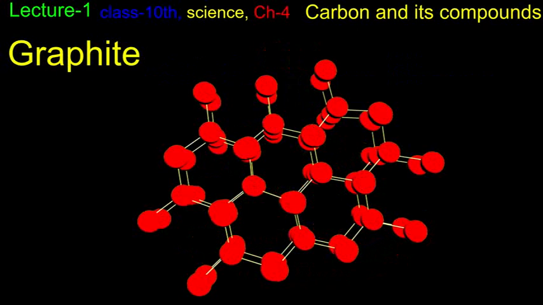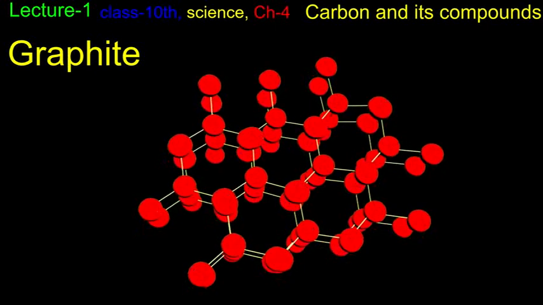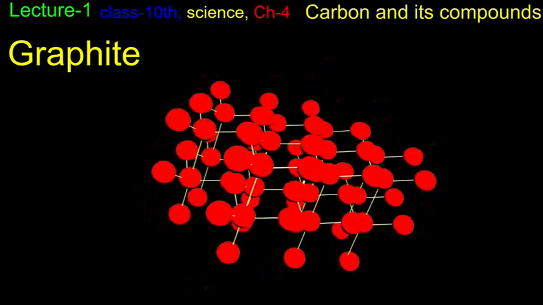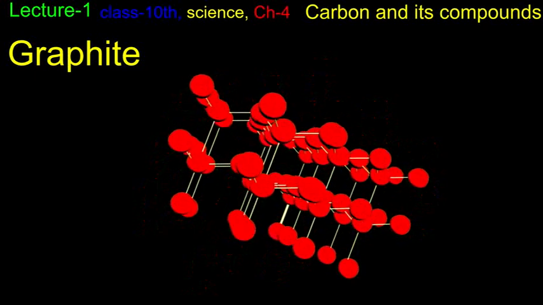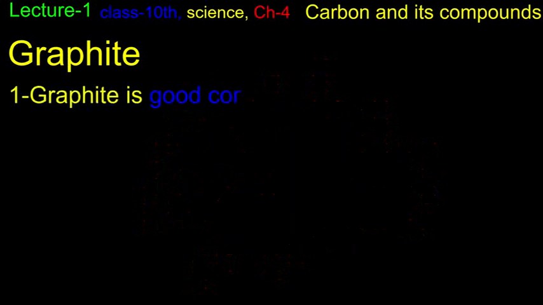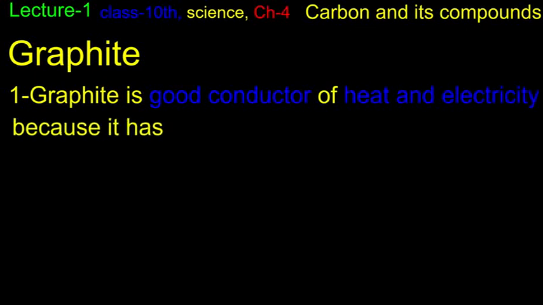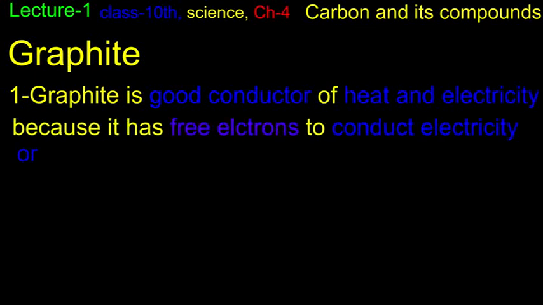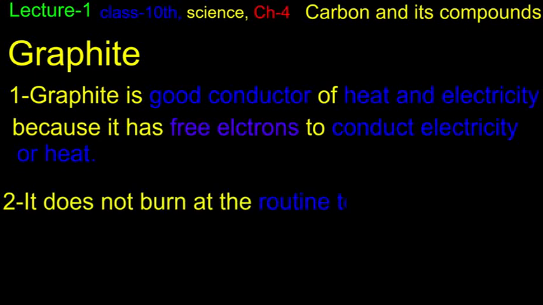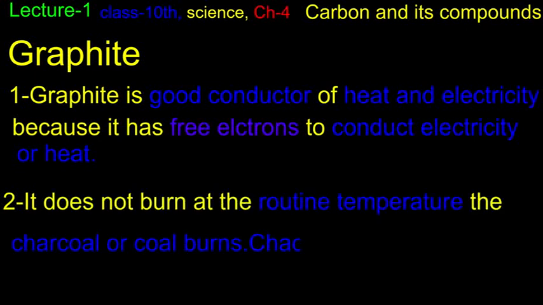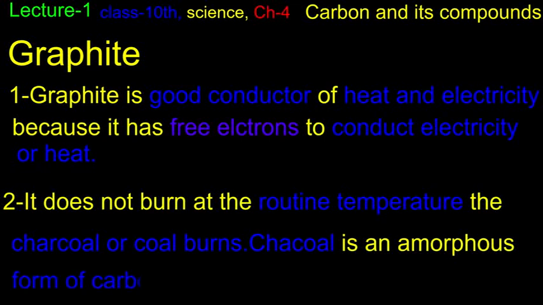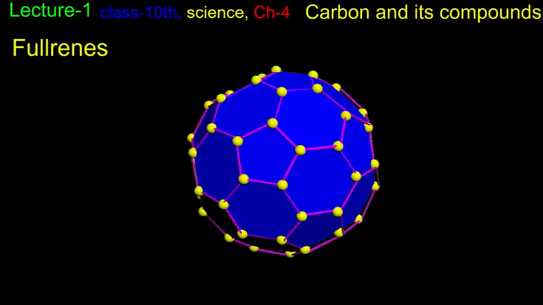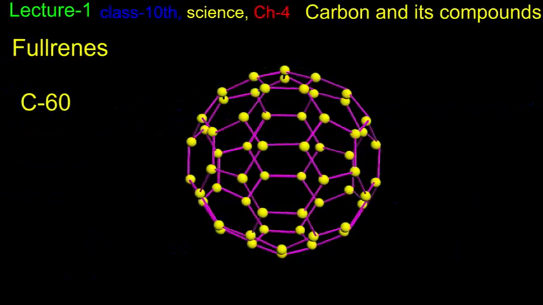Graphite is another form in which carbon atoms are bonded to three other carbon atoms in one plane, and one free electron from each carbon atom can move throughout the structure. Graphite is good conductor of heat and electricity because it has free electrons to conduct electricity or heat. It does not burn at routine temperature like the charcoal burns or the coal burns. Charcoal is an amorphous form of carbon. Fullerenes, another form of carbon, have a fixed number of carbon atoms. The number of carbon atoms varies in the fullerenes, but that is a fixed number.